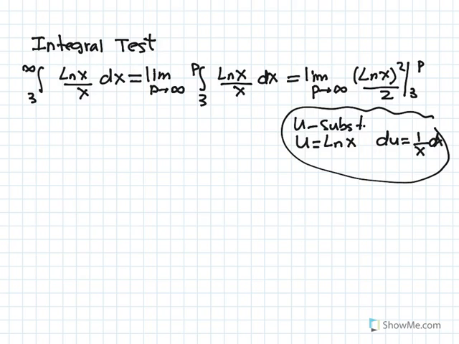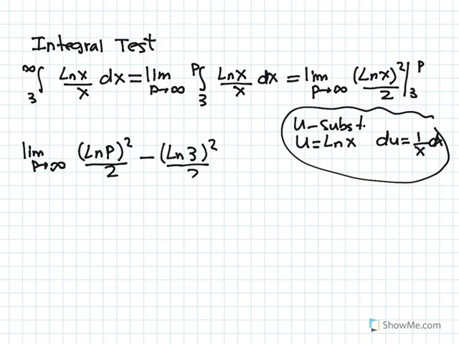Alright, so we get the limit as p goes to infinity. Applying the fundamental theorem of calculus, putting the upper limit in, we get (log p)^2 divided by 2 minus (log 3)^2 divided by 2. Now, what is the limit of (log p)^2 as p approaches infinity?